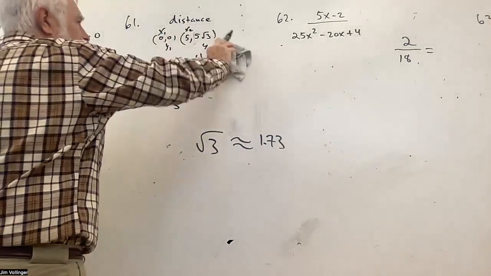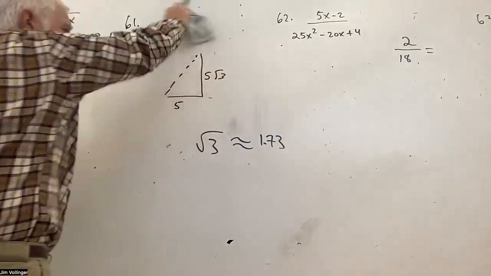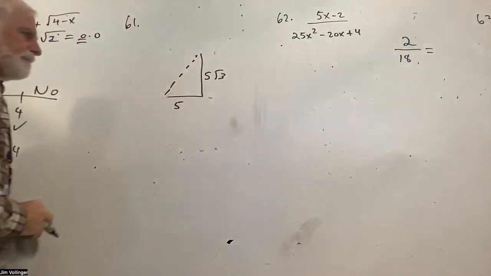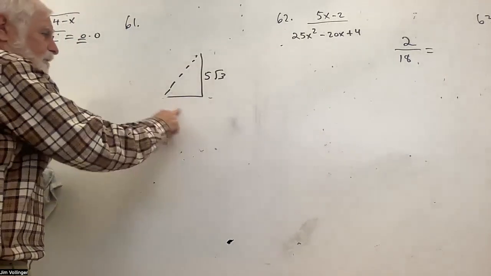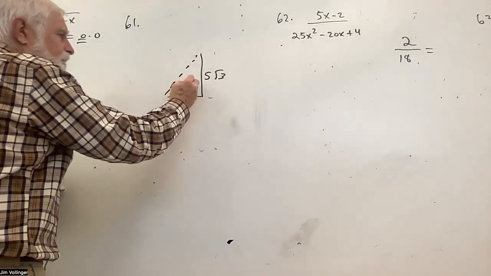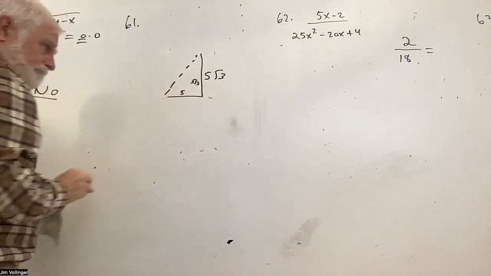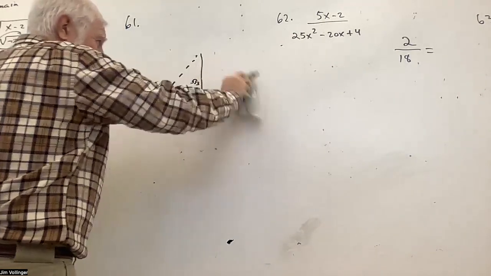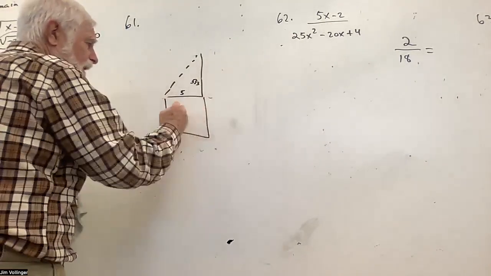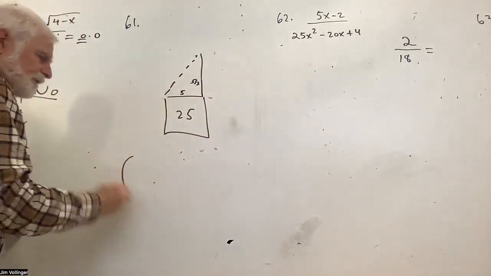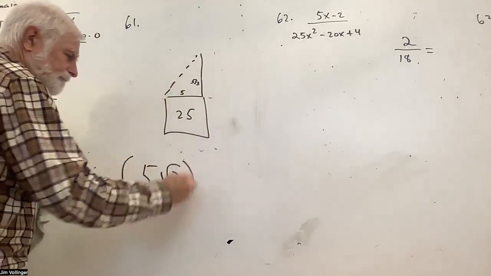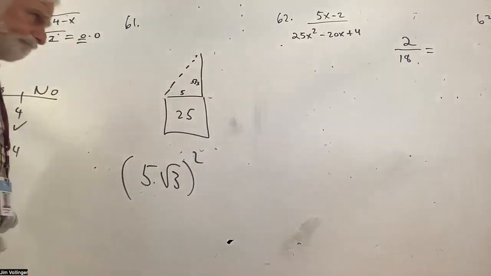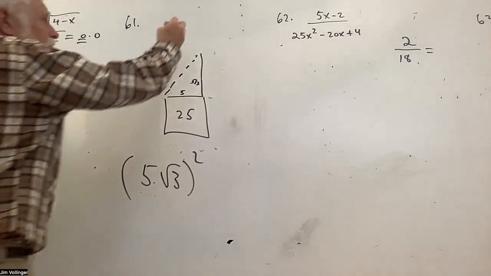All right, so I'm going to erase this so I can have some place to work here. So what do I see? I see Pythagoras. Let's put the 5 on the inside. Let's put the 5 root 3 on the inside. I mean, the challenge here is not squaring 5. The challenge is squaring 5 root 3. And what does that become? Well, let's take a peek.